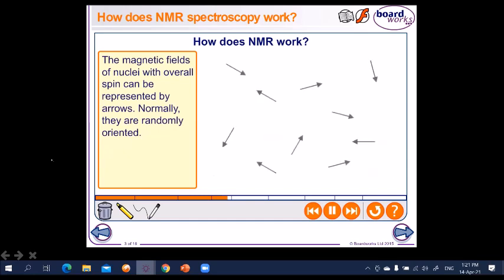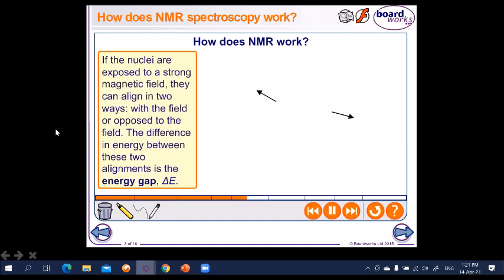The magnetic fields of nuclei with overall spin can be represented by arrows. Normally, they are randomly oriented. As you can see, they're all in different directions, pointed in random directions.